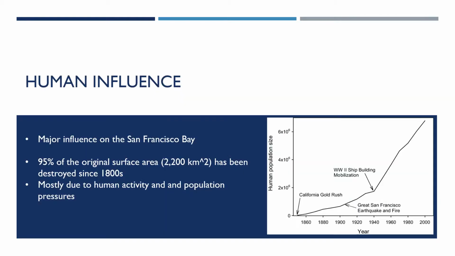Humans have exerted a major influence on the form and function of the San Francisco Bay. Not only has there been a significant decrease in size over the past 200 years, but significant changes in habitat location, quality, and quantity have also occurred. 95% of the original surface area, which was approximately 2,200 square kilometers, has been destroyed since the 1800s, and that's mostly due to human activities and population pressures.